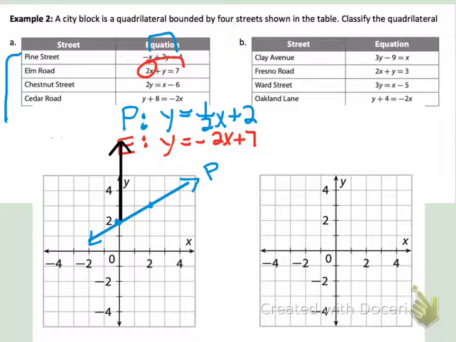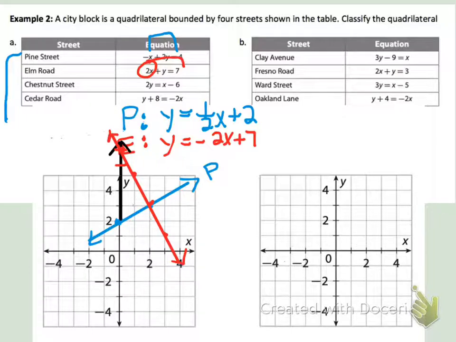Now I'm going to just add a couple tick marks. So that goes up to 5, then 6, then there's 7. So we'll put the y-intercept right there at 7. Okay, and then the slope is negative 2. So that means go down 2 and right 1, down 2 and right 1, and down 2 and right 1. And then all we have to do is connect those, and we get our line right there. Okay, so we got 2 lines now, and now we're going to get the other 2.